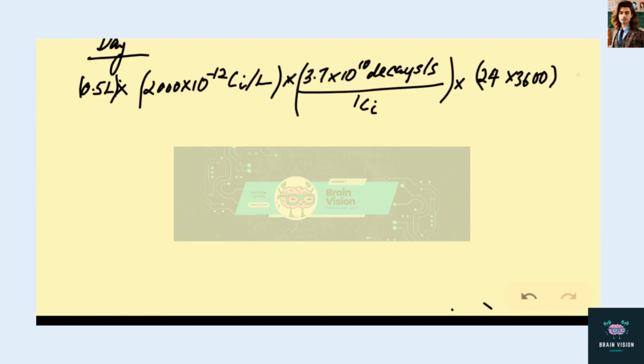But we are given that the milk only stays in the body for 12 hours, right? So for each day, it should be only 12 hours. Considering only 12 hours a day, this will give us a total of 1598 times 10 to the power 6 decays per day in the person's body, due to the milk.